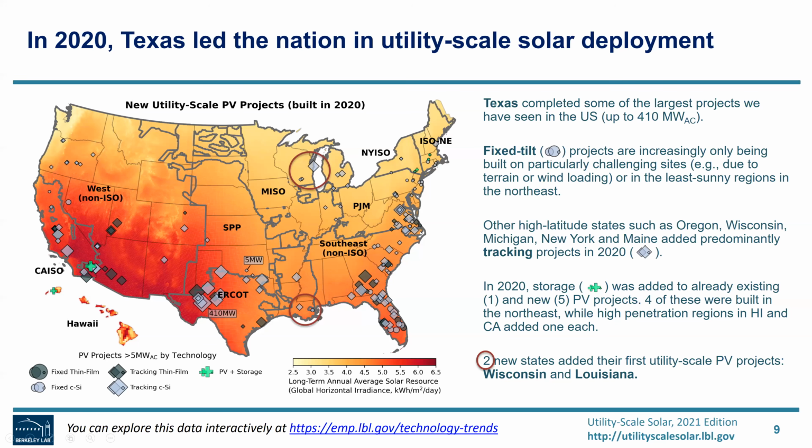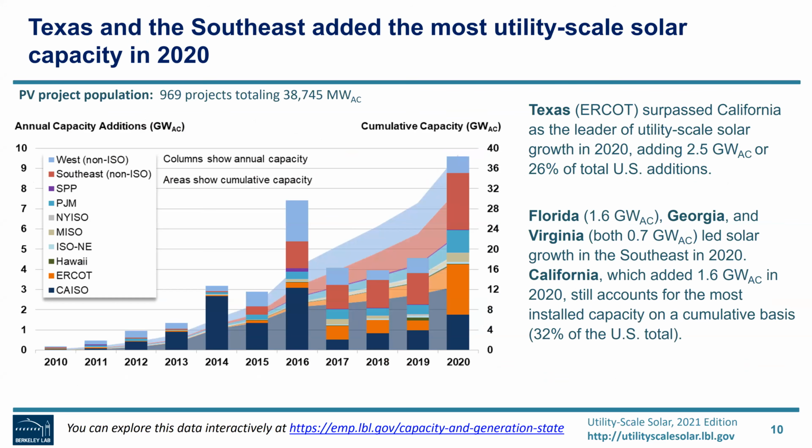2020 also saw a few more large-scale solar and storage hybrids, though as we discuss later, these projects still only make up a small minority of the existing solar projects. 4 smaller hybrid projects were built in the Northeast, while Hawaii and California added 2 larger PV battery systems. Next slide, please.